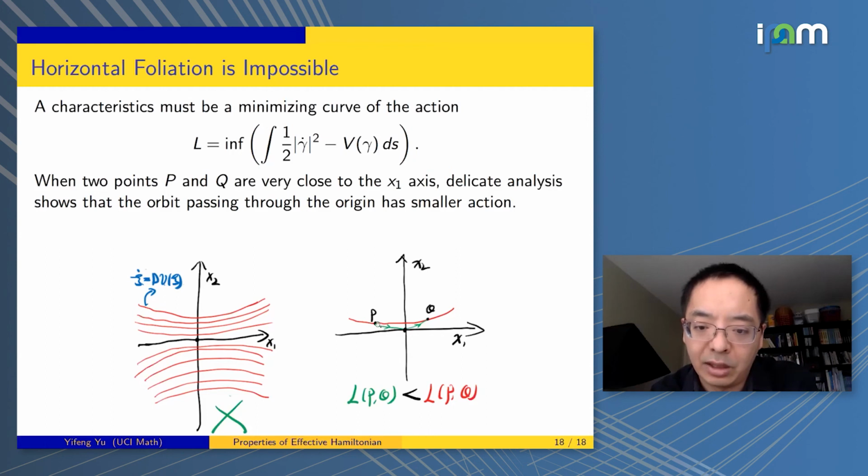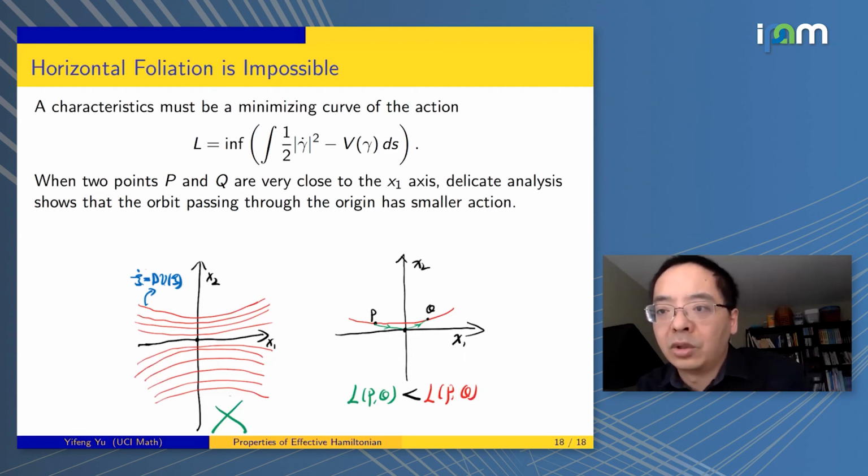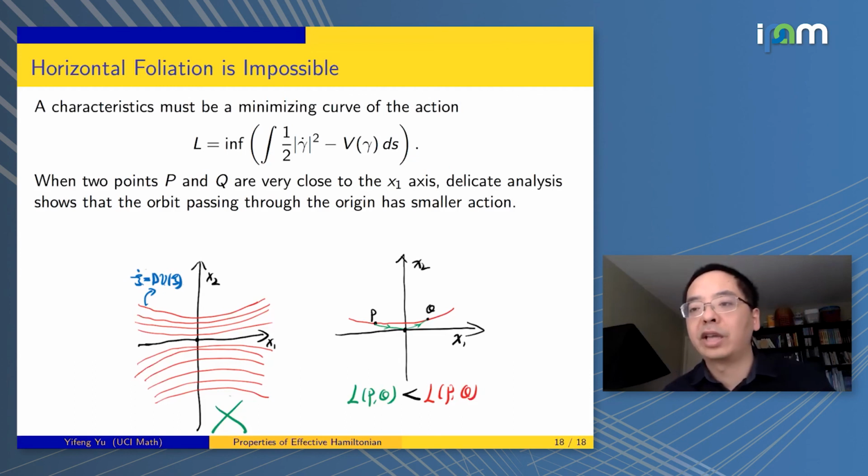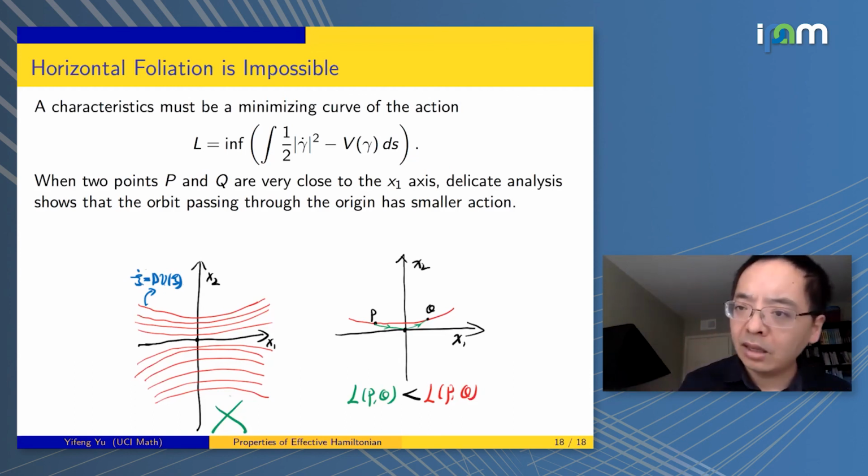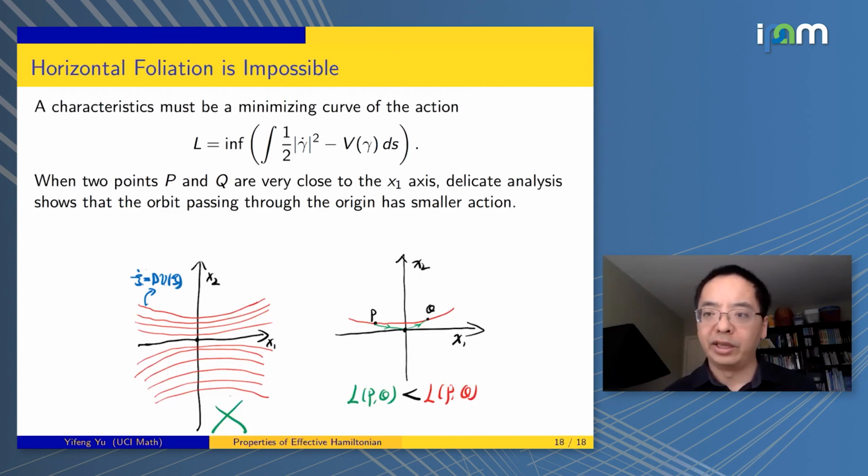Nevertheless, if P and Q are very close to the x-axis, by a delicate calculation you can show that if I go from P to the origin along one trajectory, then from the origin to Q along another trajectory, and combine the two, the action along this green one is less than the action along the orbit, the red one. That means the red one is not going to be the characteristic. So this shows that the horizontal picture is not going to happen. Combining those things and applying a lot of adjustments from Aubry-Mather theory, we get what we want. That's all I want to talk about today.